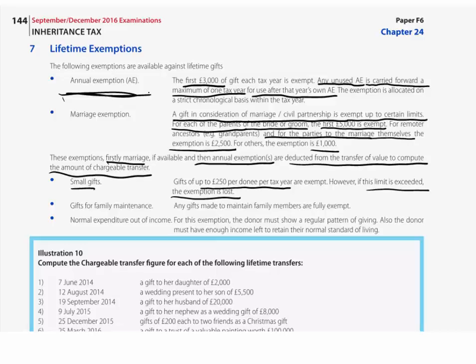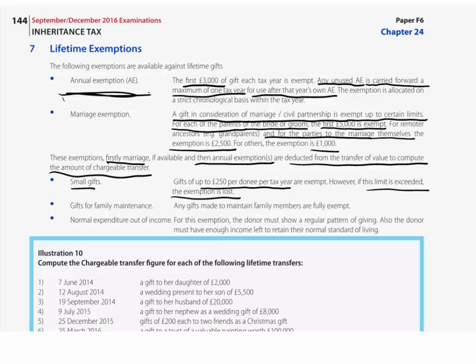Least likely of the lot, gifts for family maintenance. Any gifts made to maintain family members are fully exempt. Here, again, maybe your elderly grandparent or great aunt needs a carer and you pay for the carer there. Therefore, gifts for family maintenance are fully exempt.